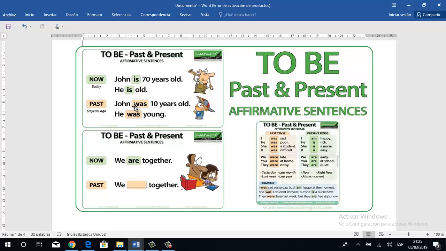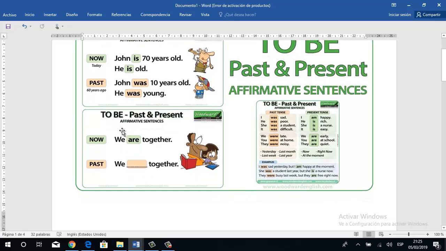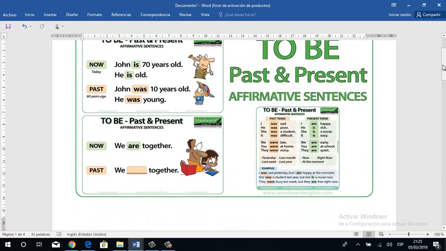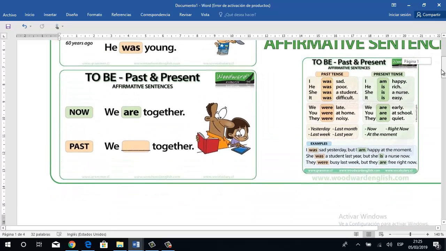Just the past, you just use the same conjugation, and the subject and the complement are the same. Then we will have, for example, now we are together, and in the past it should be in here, we were together, right? Now, something very important is that as you're going to see, nothing changes. In fact, we're going to zoom in here, but nothing changes in relation to the present.